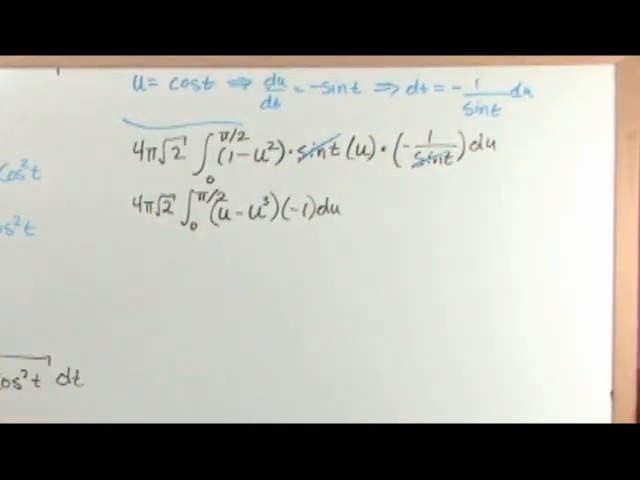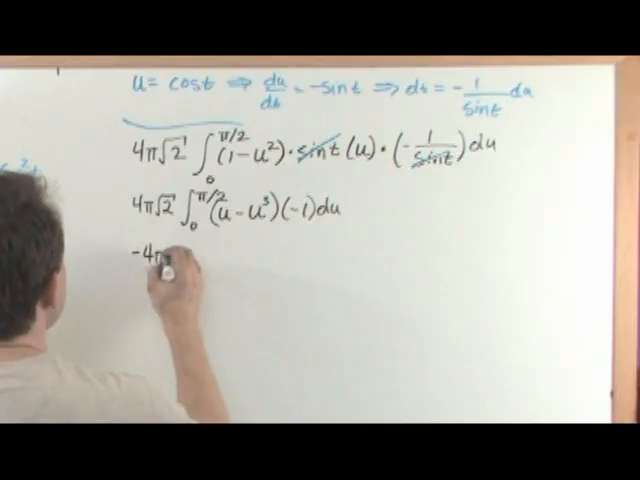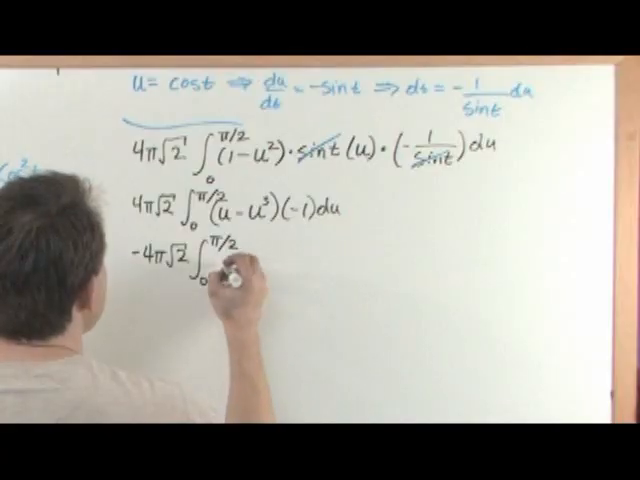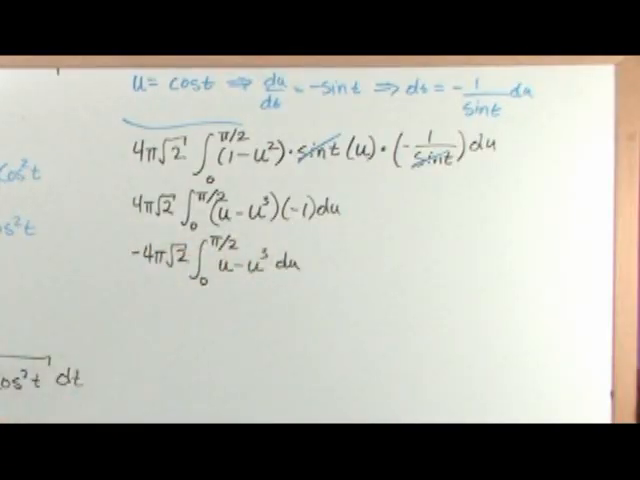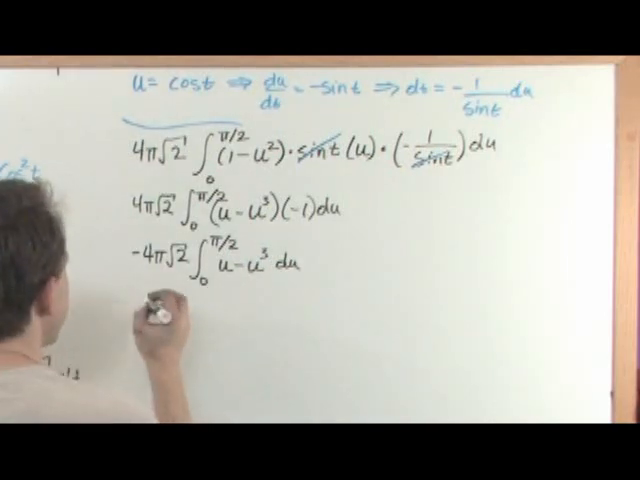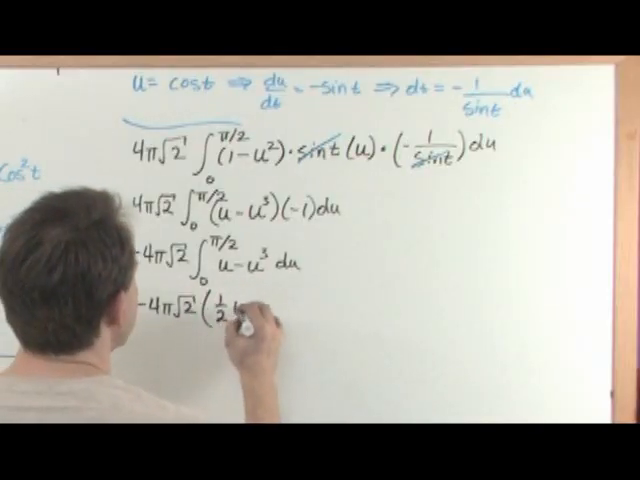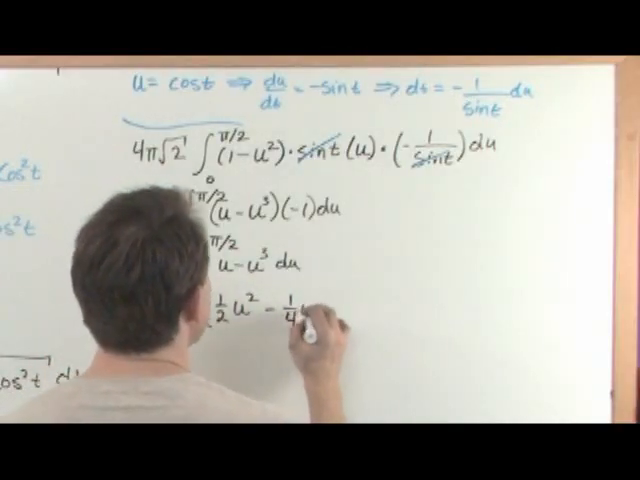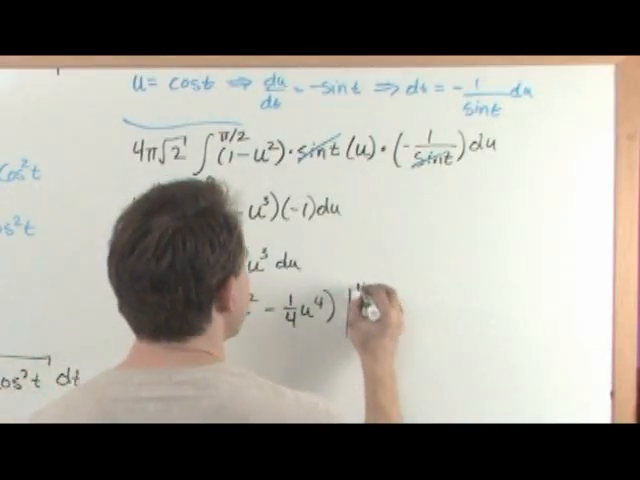What I'm going to do next is a little bit of rewriting. I'm going to take this guy out. I'm going to say negative 4 pi square root of 2, integral 0 to pi over 2 of u minus u cubed du. We just took the negative out. Now this is really easy to integrate. This is just a polynomial, so it's negative 4 pi square root of 2 times the integral: 1/2 u squared minus 1/4 u to the fourth, evaluated from 0 to pi over 2.